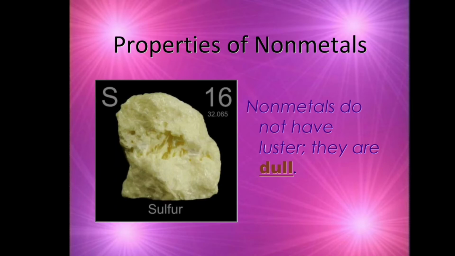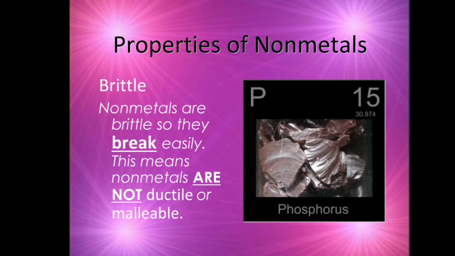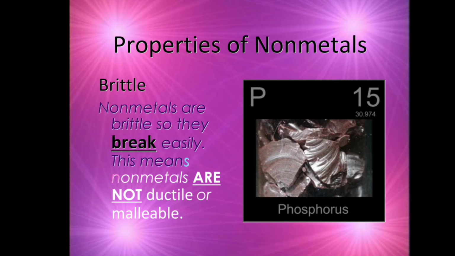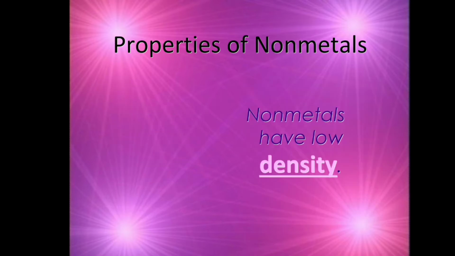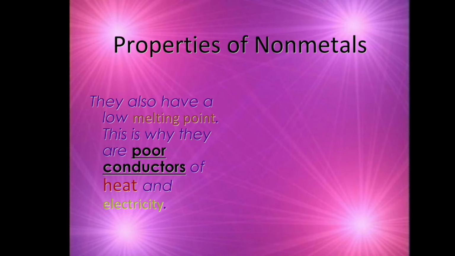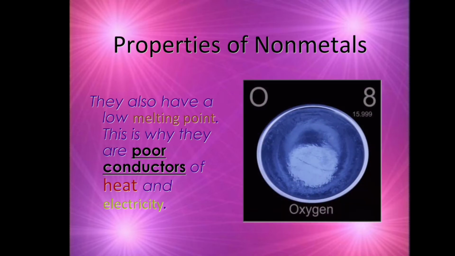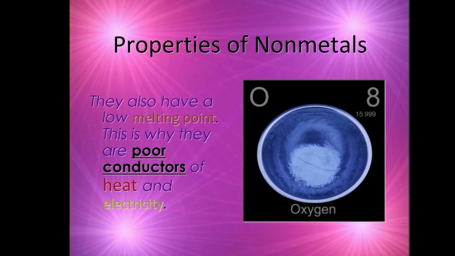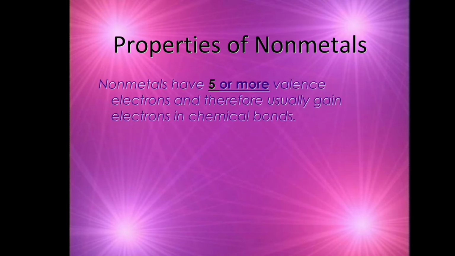Non-metals do not have luster, they are dull. Then non-metals are brittle, so they break easily. This means non-metals are not ductile or malleable. Then non-metals have low density. They also have a low melting point. This is why they are poor conductors of heat and electricity. Then non-metals have 5 or more valence electrons and therefore usually gain electrons in chemical bonds.